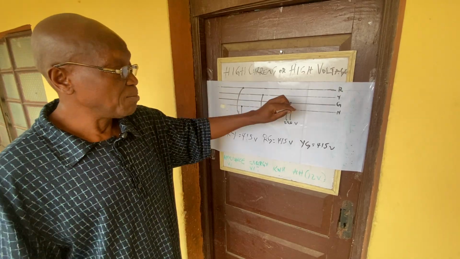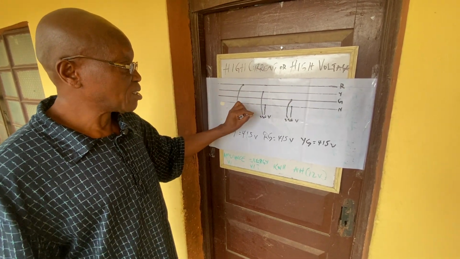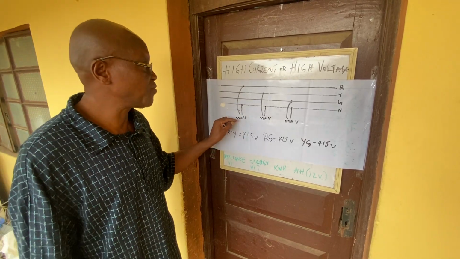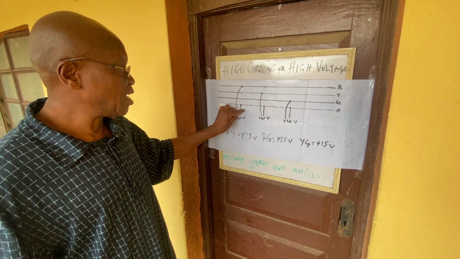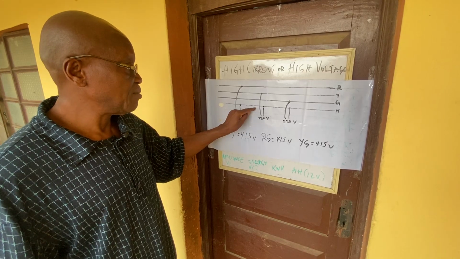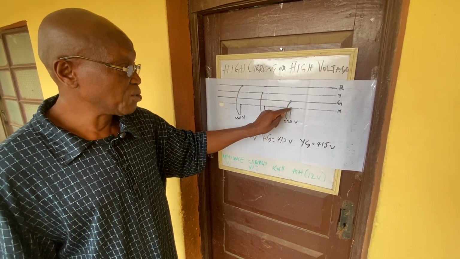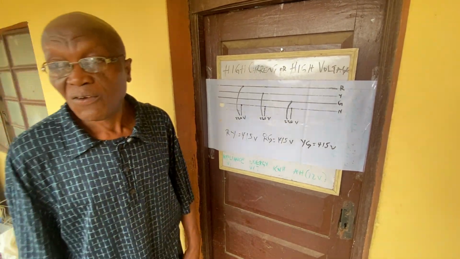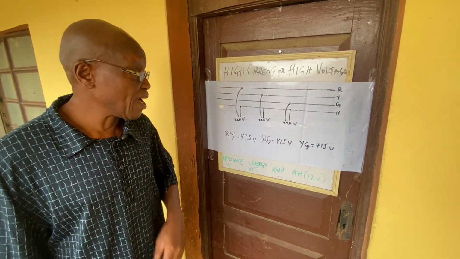Now, the voltage between any of these three with respect to the fourth is 220, as seen in this figure. The voltage between the red line and the neutral line is 220. The voltage between the yellow line and the neutral line is 220. The voltage between the green line and the neutral again is 220 volts, which is the normal domestic supply.